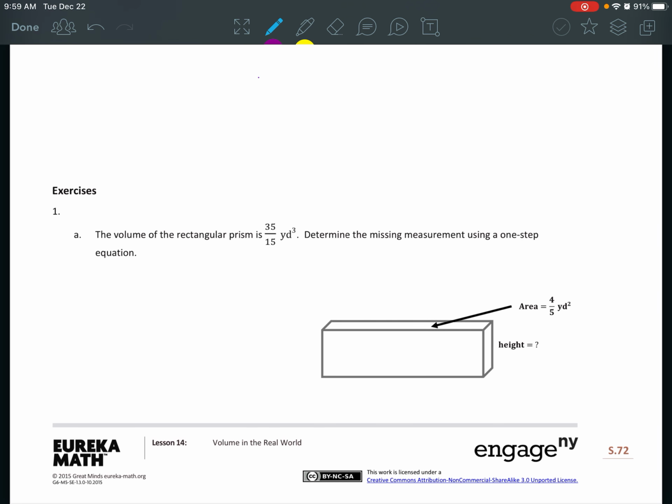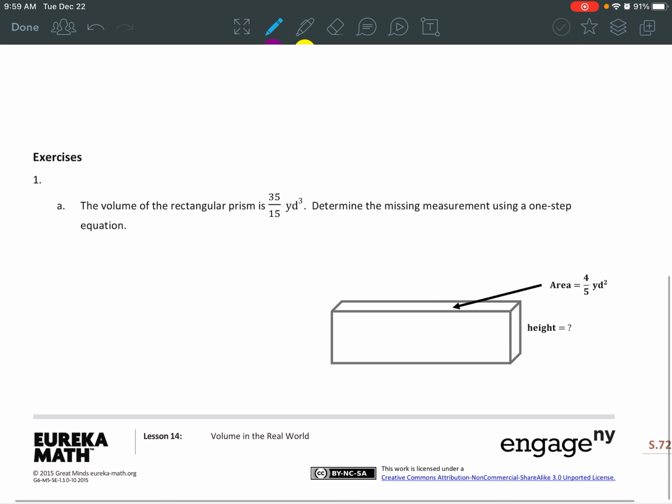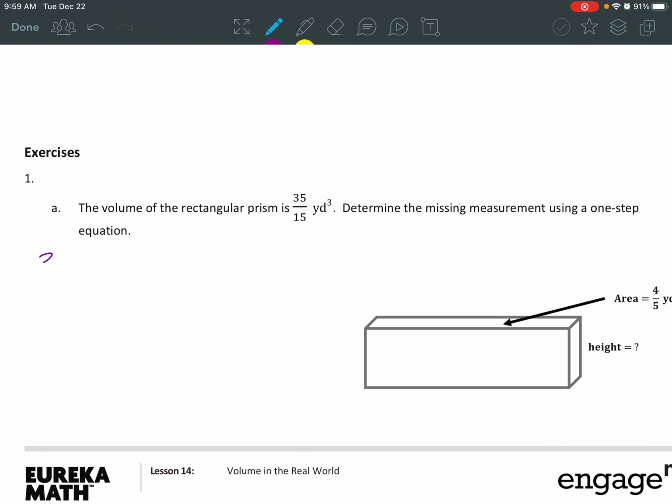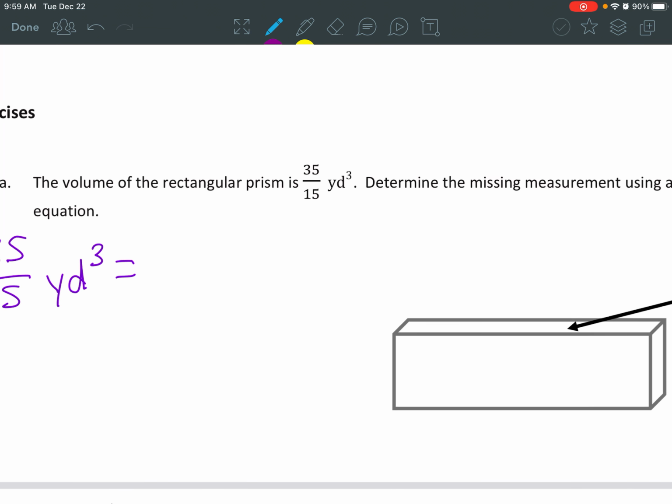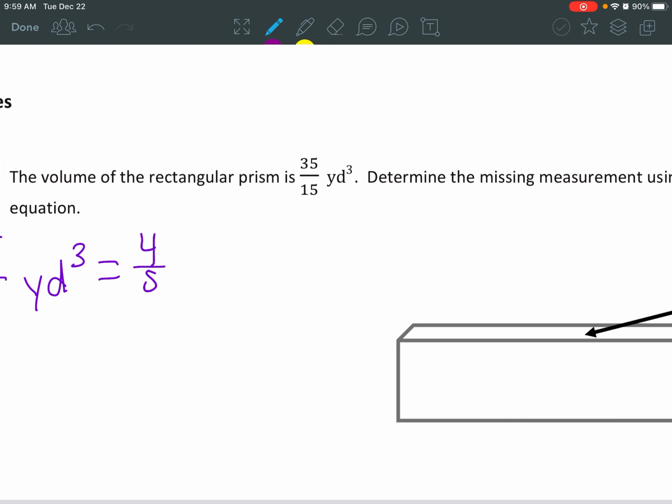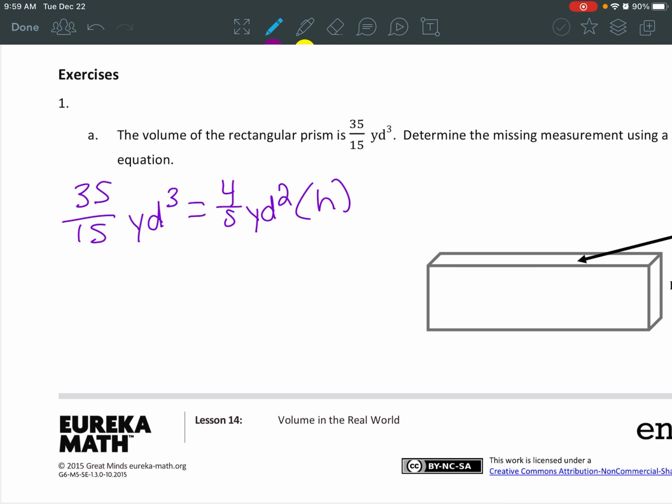All right, the volume of the rectangular prism is 35 over 15 yards cubed. Determine the missing measure using a one-step equation. Okay, so this is like what we were doing before. We know that 35 over 15 yards cubed is going to be equal to 4/5 yards squared times the height. So we need to divide both sides by 4/5 yards, and that would just give us height at the end.